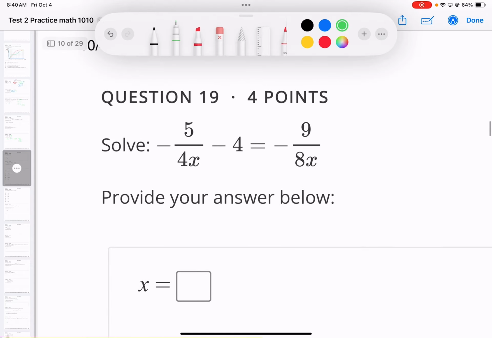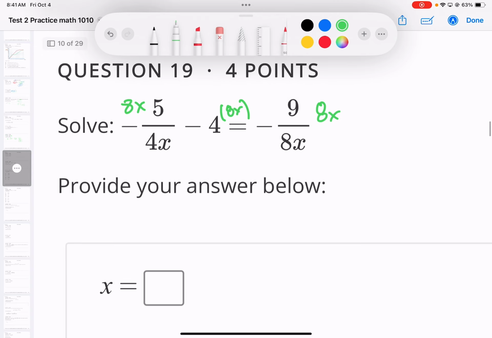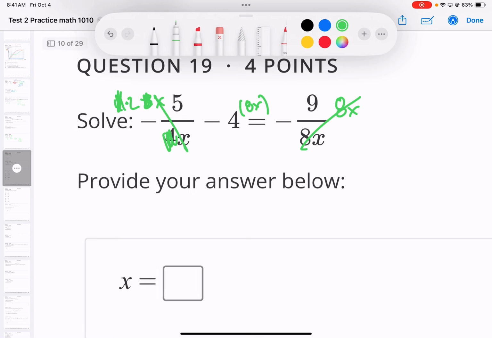Okay, how would we go about doing this one? We kind of did one similar to it already. We need to get rid of our denominators. And if I times this by just 8x, if I times everything by 8x, so those ones will go away. That goes away. This is 4 times 2. So the 4 goes away.